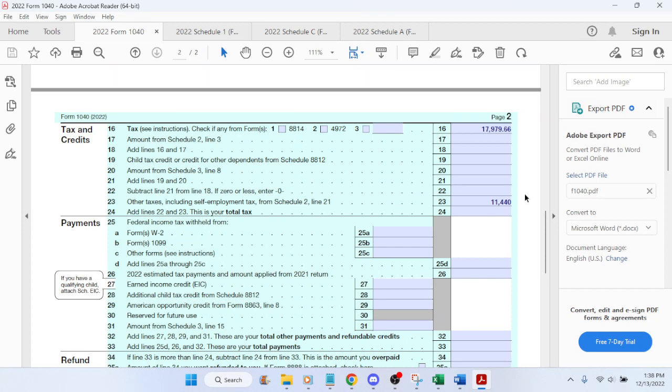This 11,440 assumes that there's no alternative minimum tax. So our number for total tax is what? 17,979.66 plus 11,440. $29,419.66.